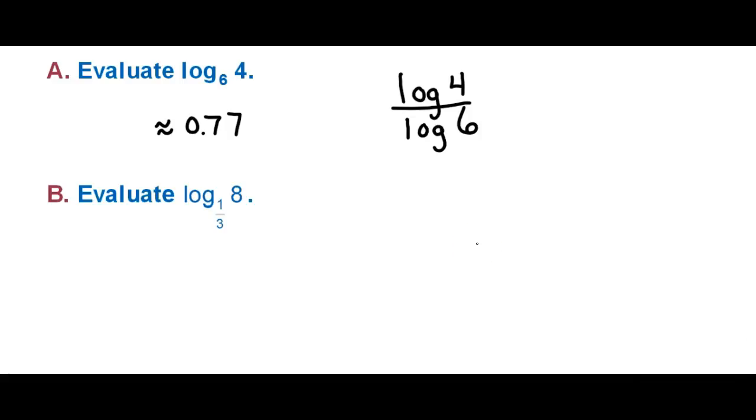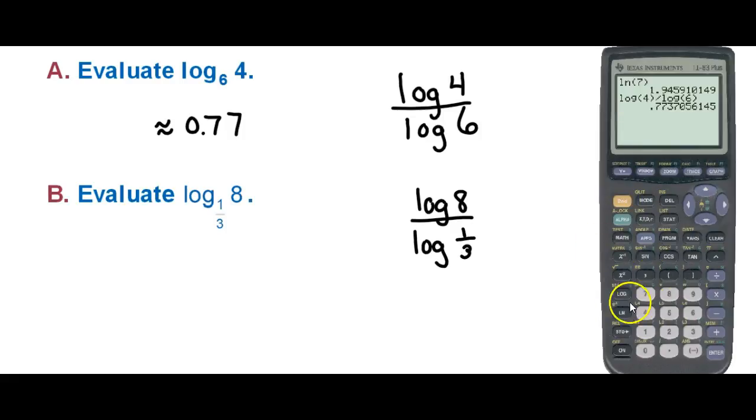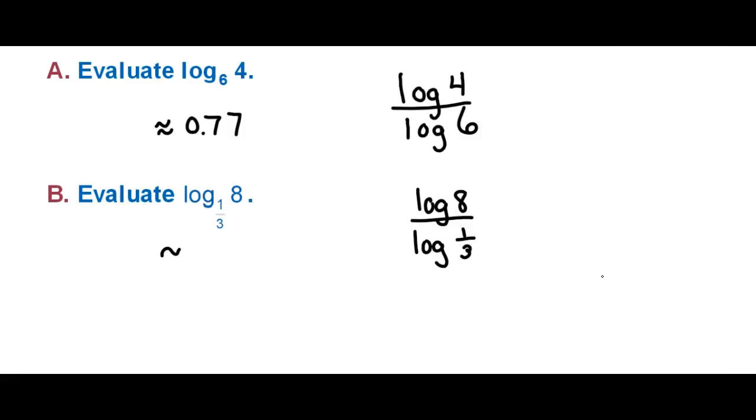In a similar way, if I have log base 1/3 of 8, I would just go ahead and put log of 8 divided by log of 1/3. And let's see what that would look like. Log of 8 divided by log of 1/3. And I get an answer of negative 1.89. So negative 1.89 for that answer.